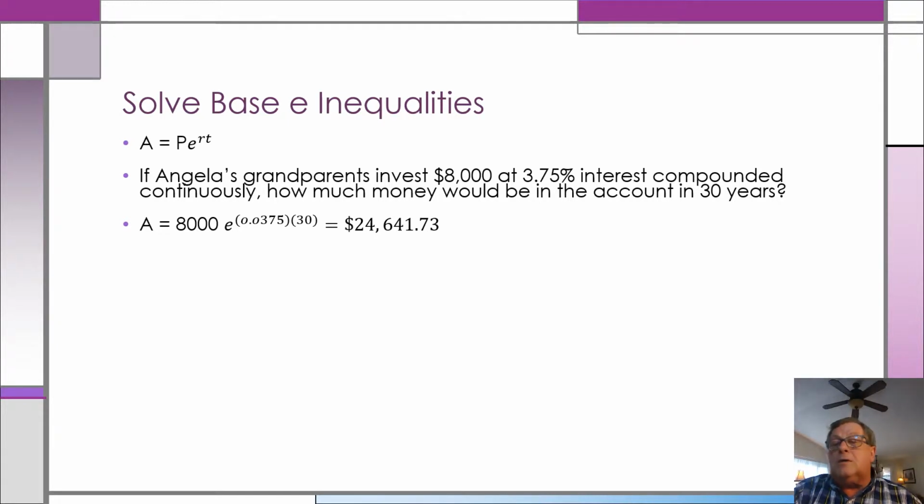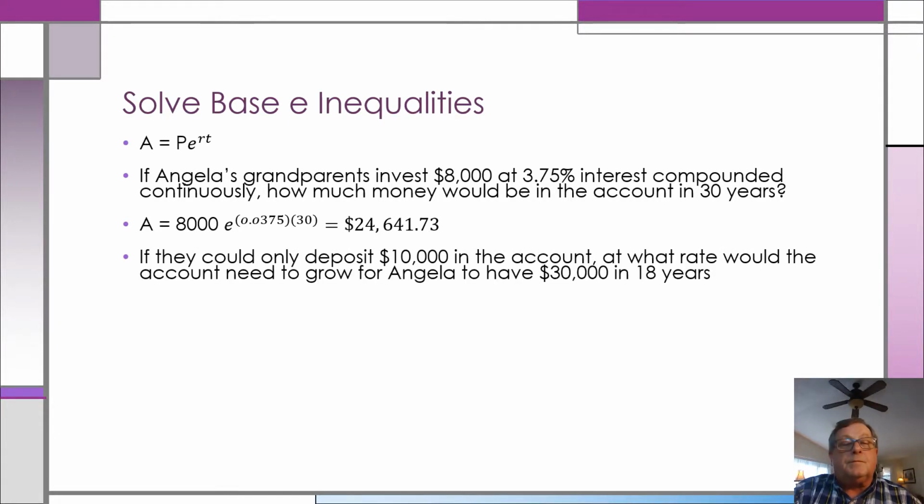All right, well, we're trying to make some decisions on different things. Angela's grandparents are, so let's look at a different scenario. If they could only deposit $10,000 in the account, at what rate would the account need to grow for Angela to have $30,000 in 18 years? So obviously now they're thinking about a college fund. They're wanting to have $30,000 in 18 years. They got $10,000 to invest, and they're trying to say, well, what kind of rate of return do we need to achieve our goal to have $30,000 in 18 years?